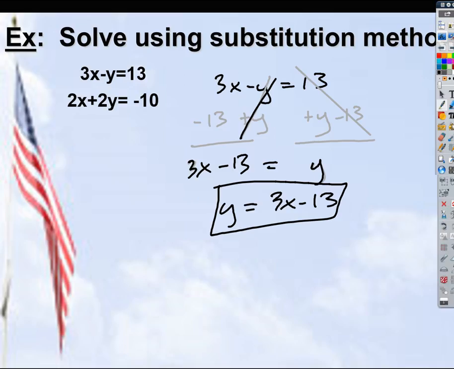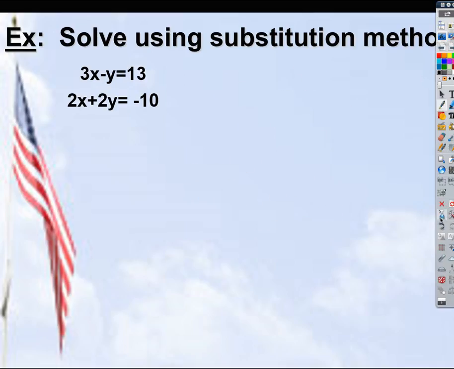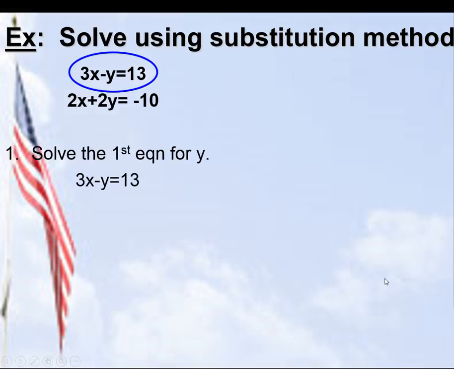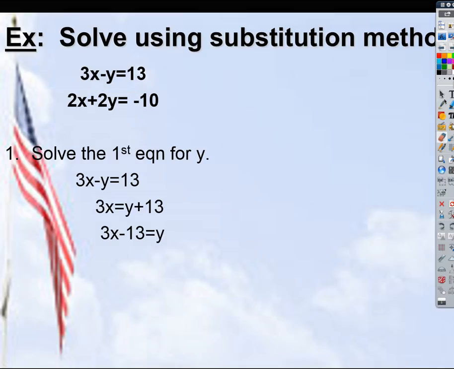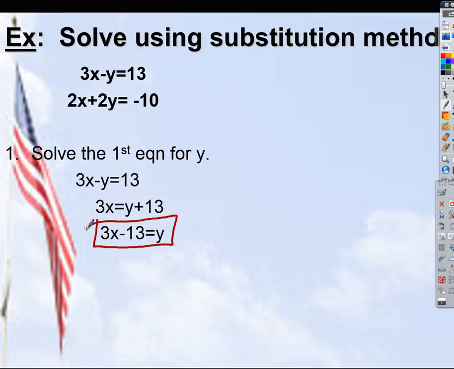So now what? Let's see what the next step is. Okay, so there's our first step. I always say put a box around your substitution equation. Once you've isolated the one variable, put a box around it because you're going to come back to it, as you'll see.